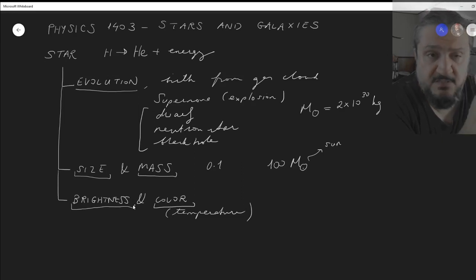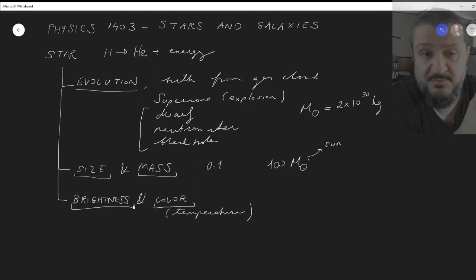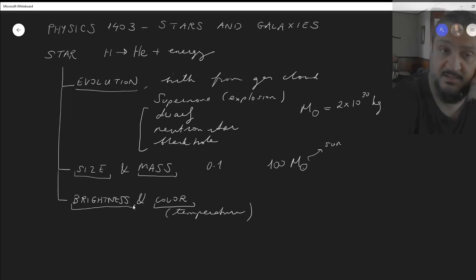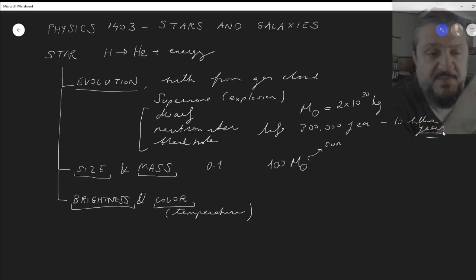So evolution of the stars, lifespan, short-lived stars, long-lived stars. Some short-lived stars could have a lifespan of 300 million years. Or it could be 10 billion years. Smaller stars live longer. Okay, so evolution and lifespan, size and mass, and brightness and color.